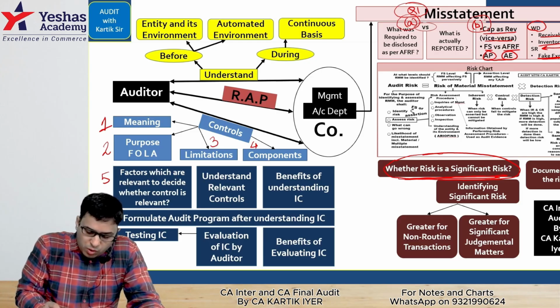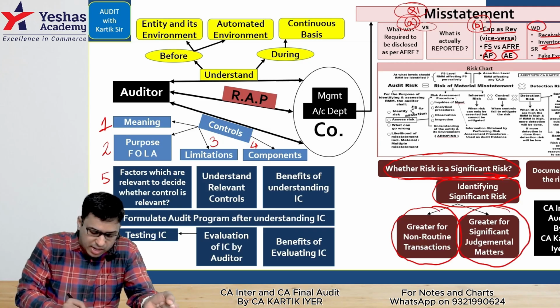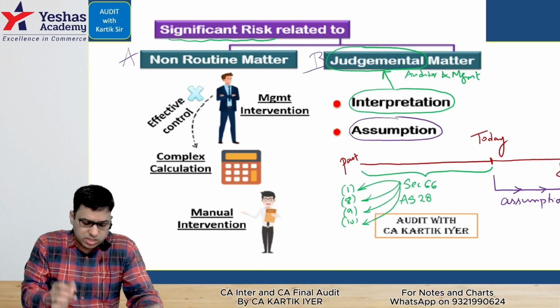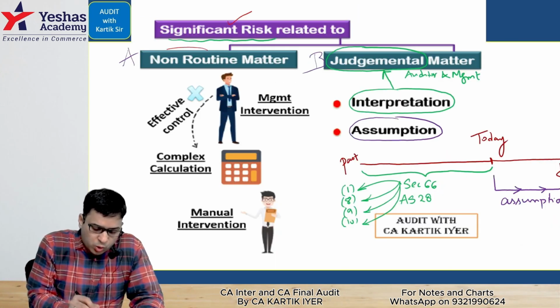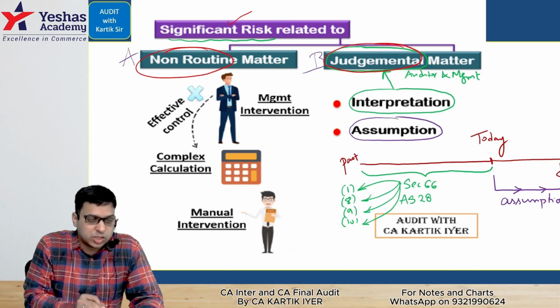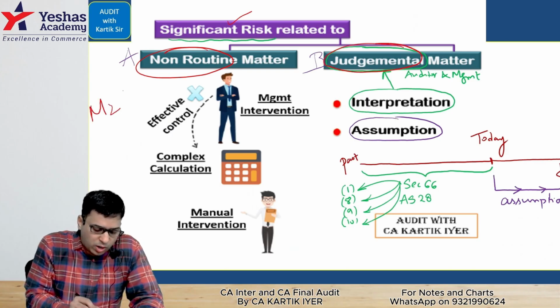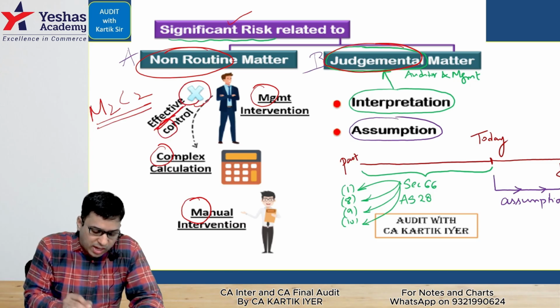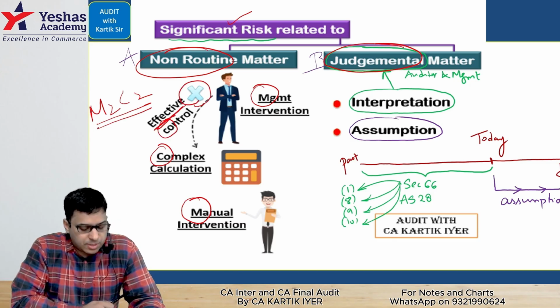Here you have to identify significant risk, which is greater for non-routine transactions and greater for significant judgmental matters. We have a small diagram for that. So significant risk is related to non-routine matters and judgmental matters. For non-routine matters, we had a code called M2C2. If you remember, we had management intervention, manual intervention, complex calculation, and control not being effective. Simple.